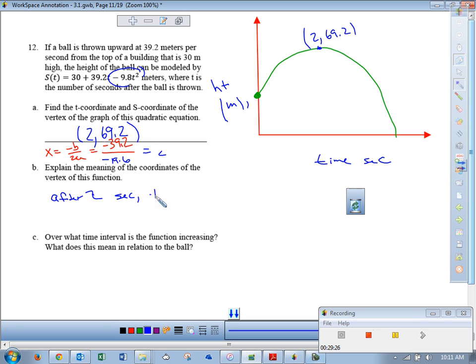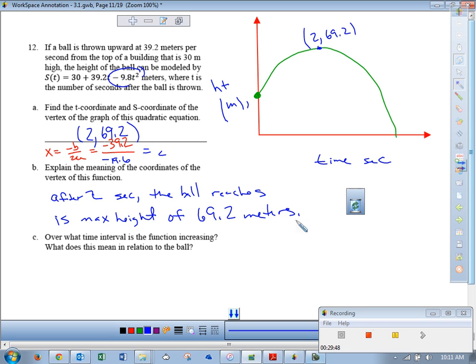The ball, you can put it however you want, reaches its maximum height of 69.2 meters, or is at 69.2 meters, which is its maximum height. Max height of 69.2 meters. After 2 seconds, the ball reaches its maximum height of 69.2 meters.